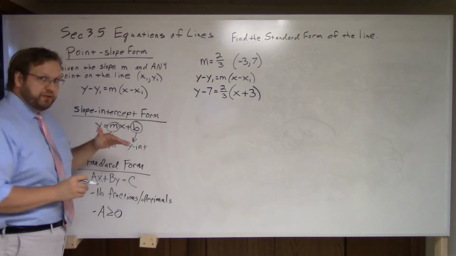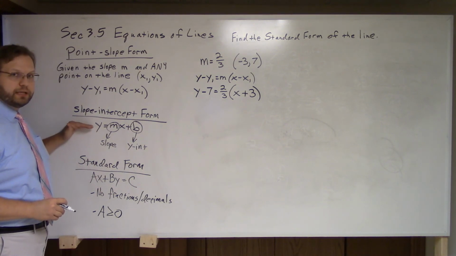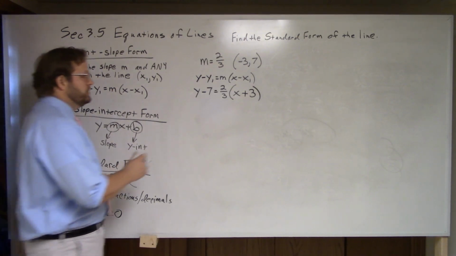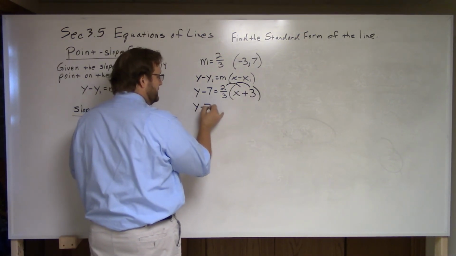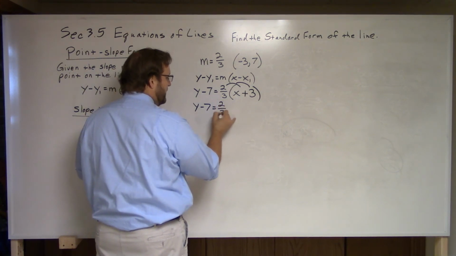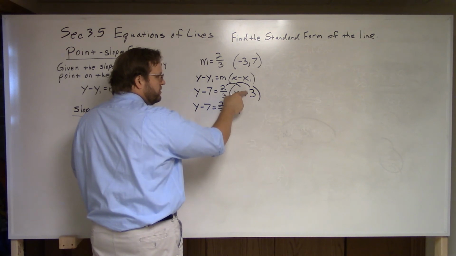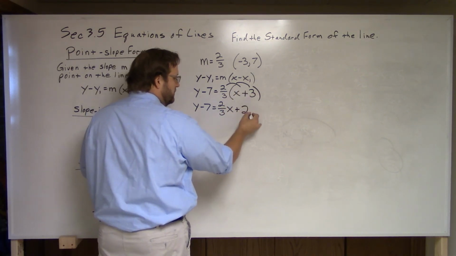Now, after this, I want to get all the way down to here. Find slope-intercept form next, meaning solve for y. Okay, so what I'm going to do is distribute to get y minus 7 equals 2/3 x, and then 2/3 times 3. Imagine a 2/3 right here. Those 3's would cancel out, so we just get +2.